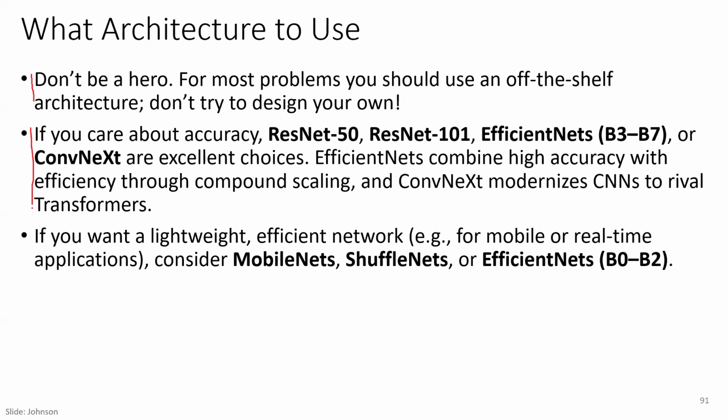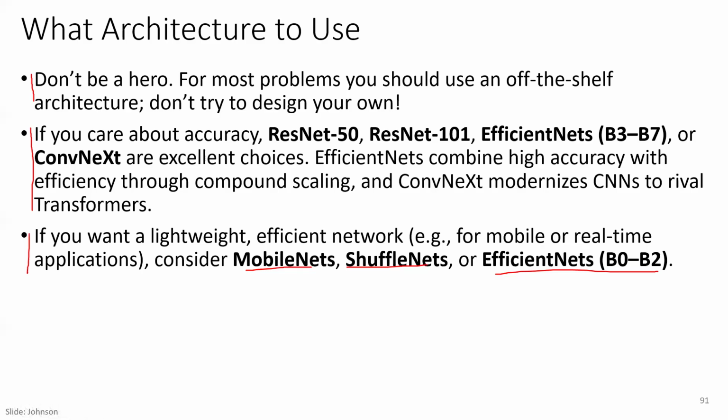If you care about the accuracy, ResNet 50, ResNet 101, Efficient Nets B3 to B7, or ConNext are excellent choices. Efficient Nets combine high accuracy with efficiency through compound scaling, and ConNext modernizes CNNs to rival transformers. So these are things that you can use. If you want lightweight networks, for example for mobile devices or small devices, you can consider MobileNets, ShuffleNets, Efficient Nets B0 to B2, etc. So this is the end of convolutional neural networks.